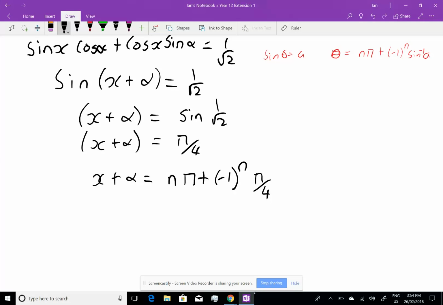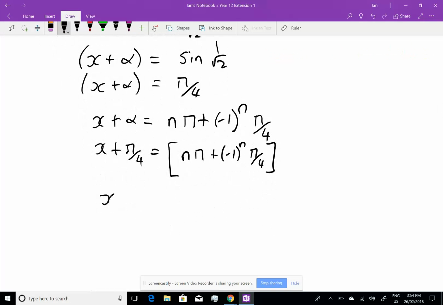But you need to remember that we've got this alpha to deal with, and alpha is equal to pi on 4, so x plus pi on 4 equals, I'm going to put this in brackets, n pi plus minus 1 to the n pi on 4, and then I'm just going to subtract that. So my general formula is x equals n pi plus minus 1 to the n pi on 4, minus that pi on 4. And there's my general formula.